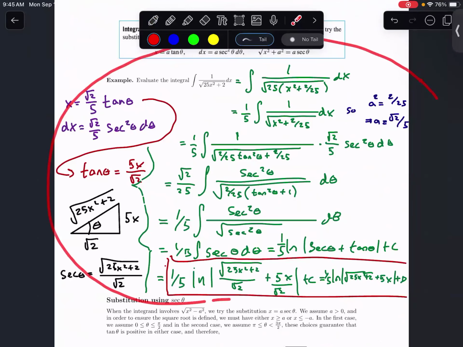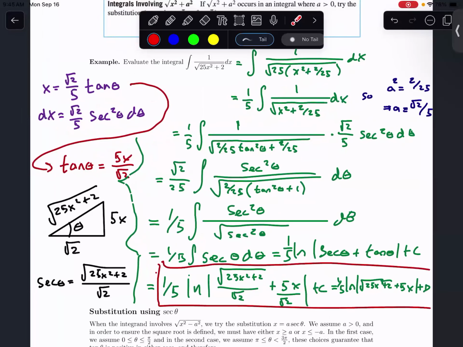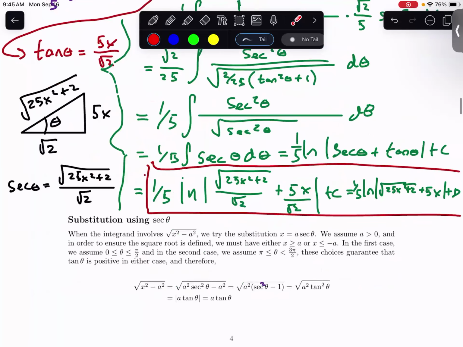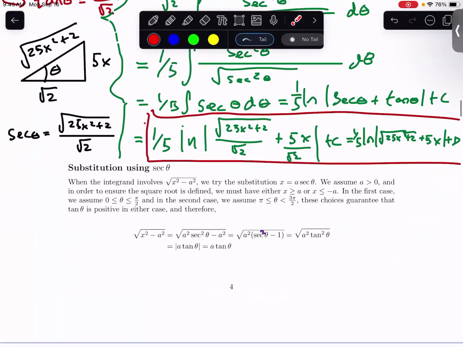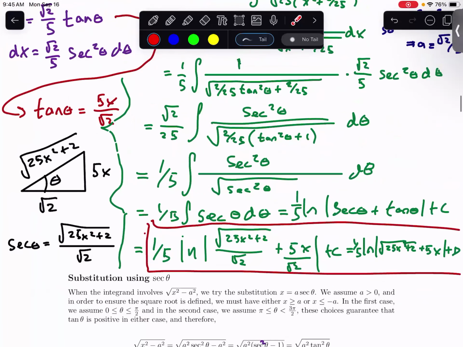Okay, any questions about this example? Hopefully you're starting to see that it is a lot more work than the other problems we've done so far this semester, but it goes through the same process every single time. So we'll stop here. In class next Monday, the rest of the week is for exam review. So next Monday, we'll pick up by looking at substitution using secant theta. It'll be similar to what we've already done.